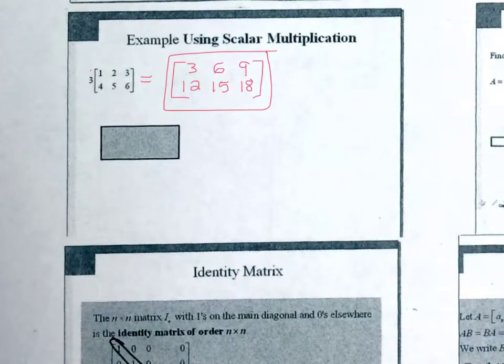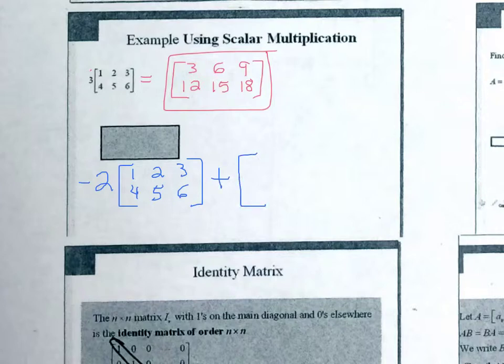Now, what if we have a combination of addition and subtraction and multiplication? Let me just add that. Here we go. This is where I'm going to make the scalar factor to be negative 2. I'm going to use the same matrix, 1, 2, 3, 4, 5, 6, and I'm going to add it to another matrix. At this point, you first multiply, and then you add or subtract.